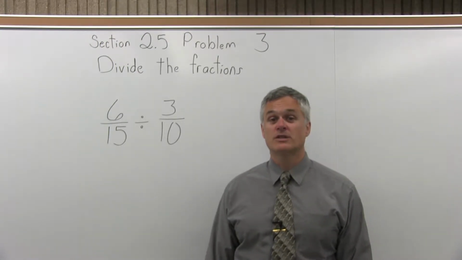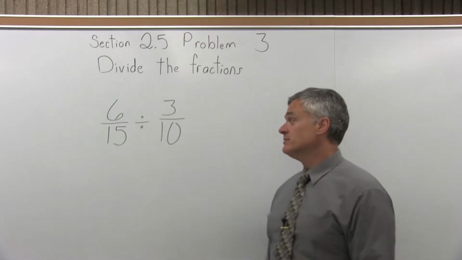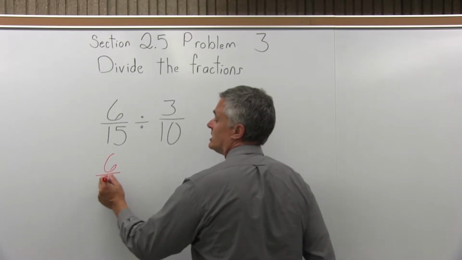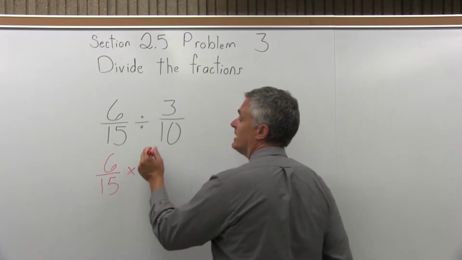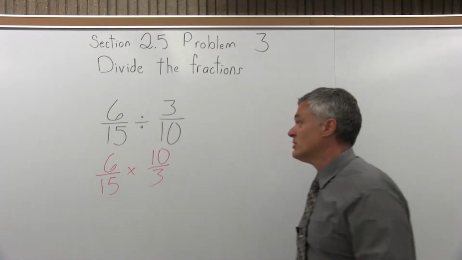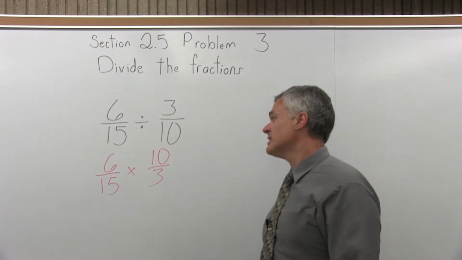It says divide the fractions 6/15 divided by 3/10. So, when you divide fractions, you leave the first fraction the same, change the problem to a multiplication, and invert the second fraction, or just flip it. So the 3/10 flips to a 10/3, so it becomes 6/15 times 10/3.